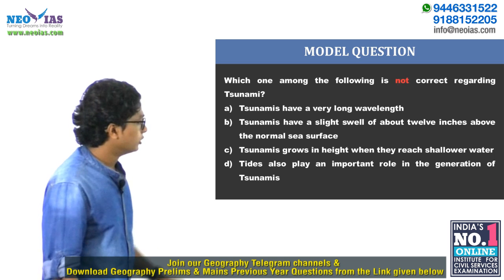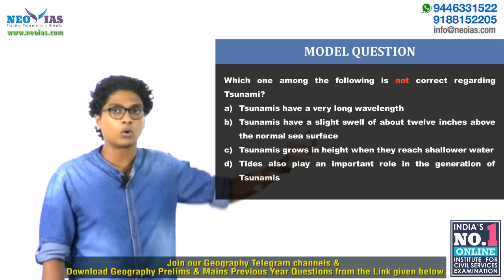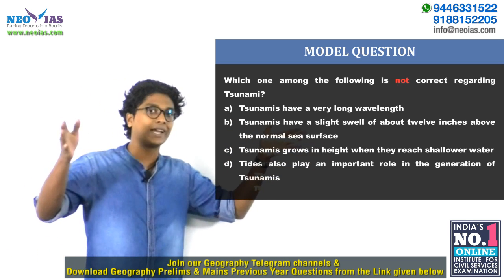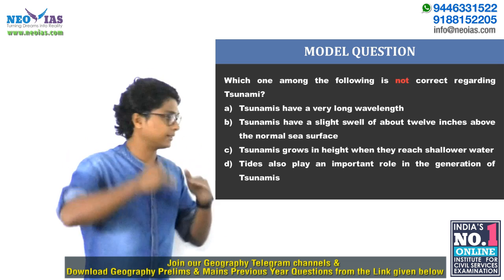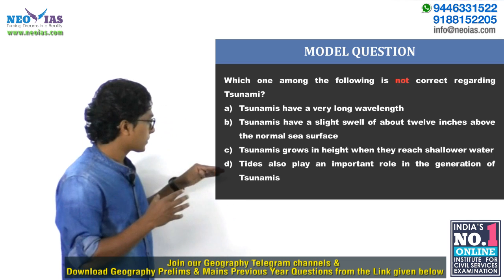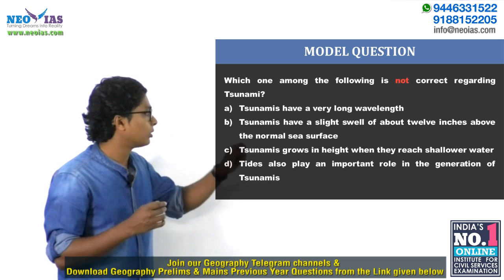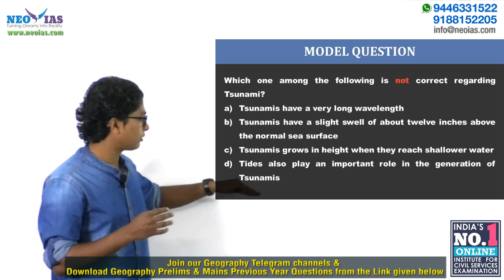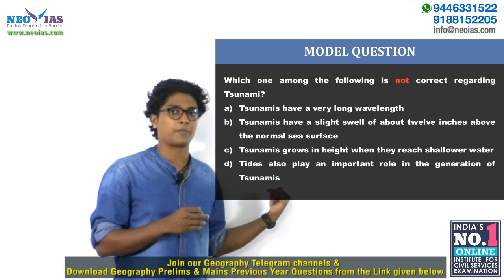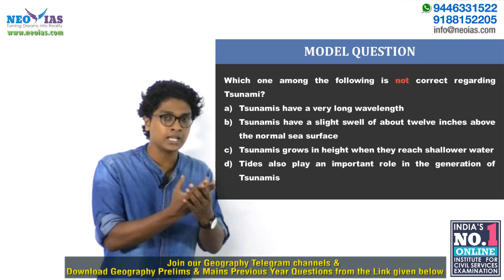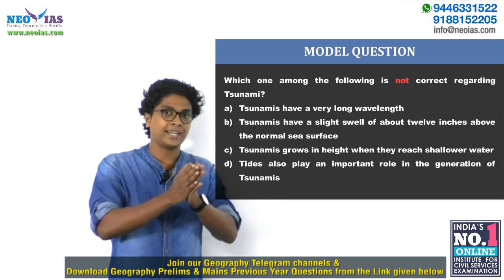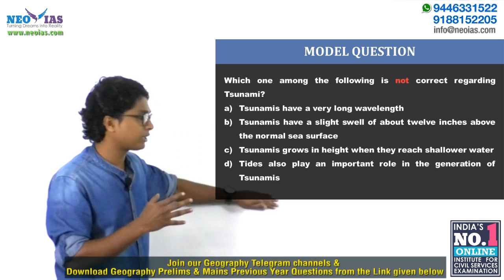The third statement, tsunamis grow in height when they reach shallow water, which is again true, because in order to conserve energy, when they reach shallow water the wavelength will decrease and the wave height will increase. Now the fourth option, tides also play an important role in the generation of tsunami. Here the answer comes out as option D, because tides do not play any role in the generation of tsunami. We have seen earlier, a tsunami is generated when the vertical water column is disturbed, either due to earthquake, volcano or landslide. A tide does not have any role in the generation of tsunami, right?